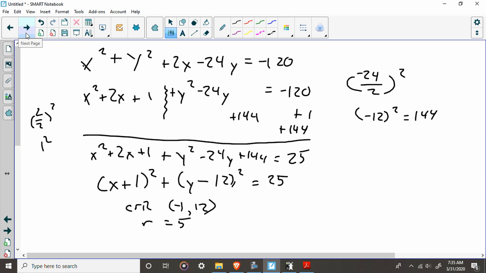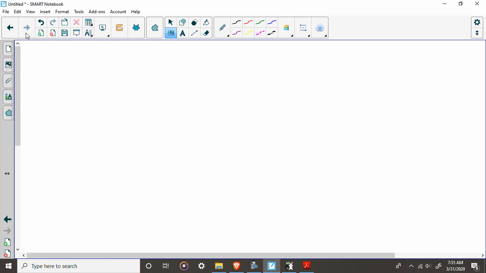All right, got 2 more for you here. These are going to be a little bit uglier, but that's okay. There's nothing we can't handle. Okay, x squared plus 2x plus y squared is equal to 55 plus 10y.